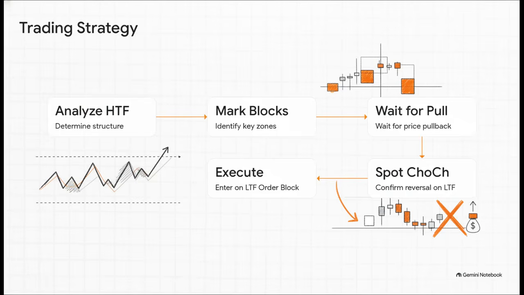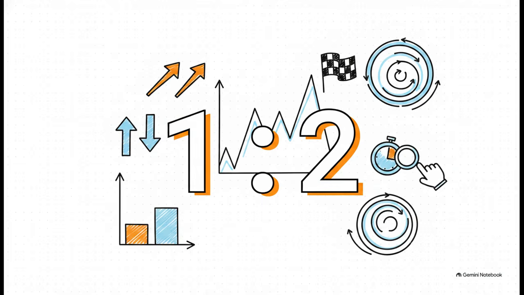So here is the 5-step order block within order block blueprint that makes up the core mechanics of a smart money setup. Step 1, analyze the overall higher time frame structure. Step 2, mark your key order blocks. Step 3, wait patiently, and I mean patiently, for price to pull back to those zones. Step 4, drop to your lower time frame and spot that change of character we just talked about. And finally, Step 5, execute your entry on the brand new lower time frame order block that forms. It's super systematic and highly logical. Now, when you enter, your very first goal is a 1-to-2 risk-to-reward ratio.